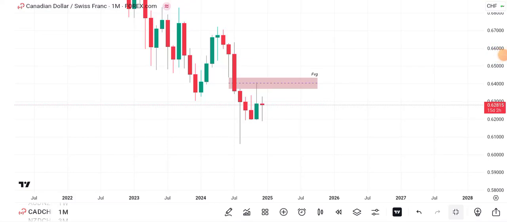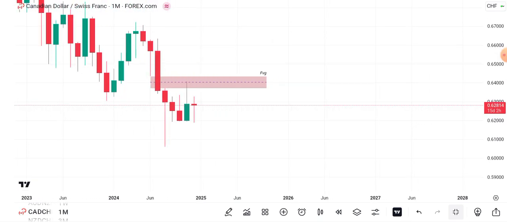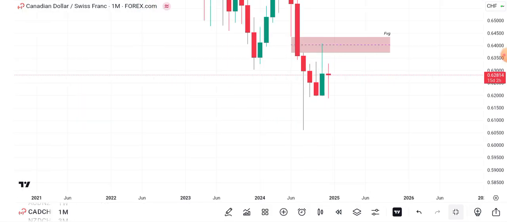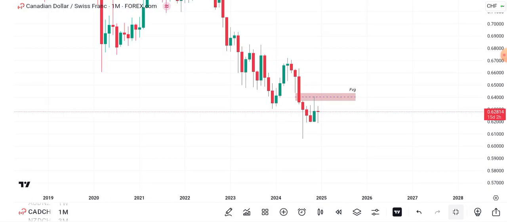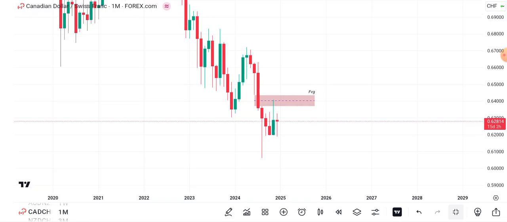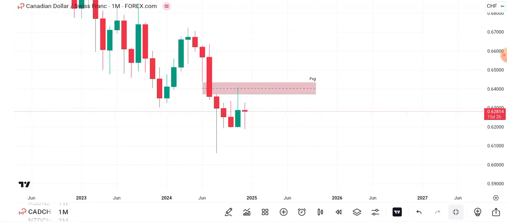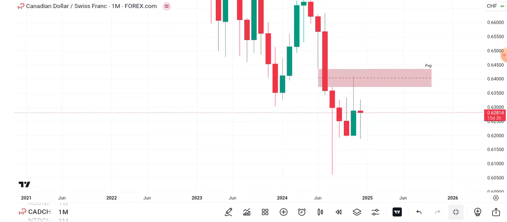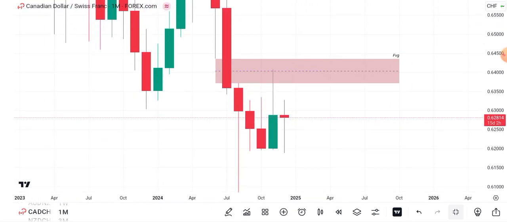This is CHF, and I want to figure out how price used this fair value gap that we are seeing here on a monthly chart. So this fair value gap, there is a way price reacted off it, and it was useful to frame a trade idea.